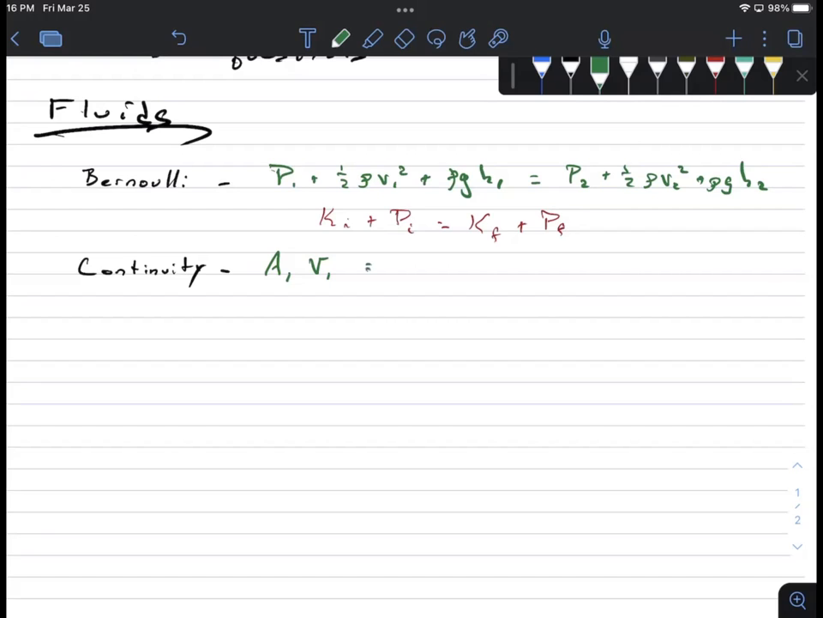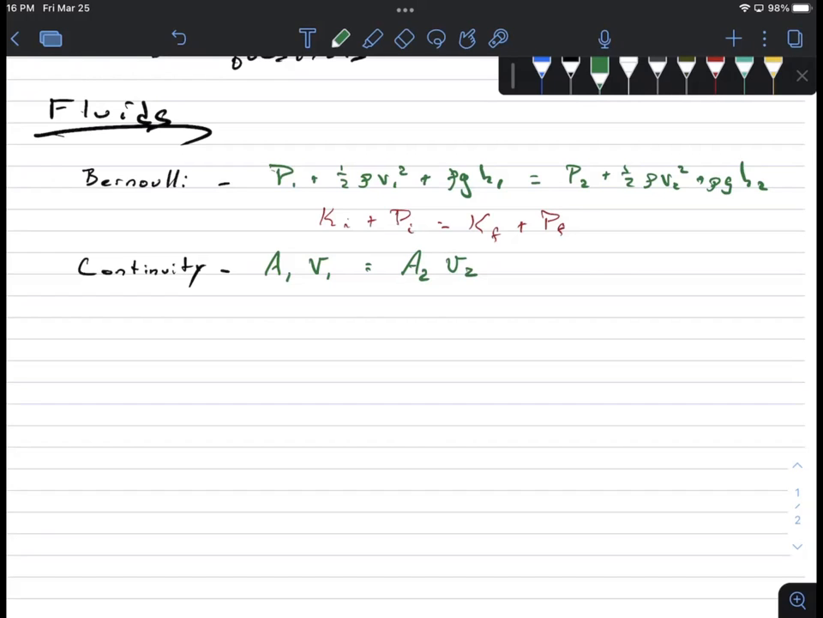And so it says the size of the pipe in the second location times the velocity of the fluid in that second location must be the same number. So you have a certain amount of water coming in, the pipe changes, the velocity will change such that you get the same amount of water coming out.